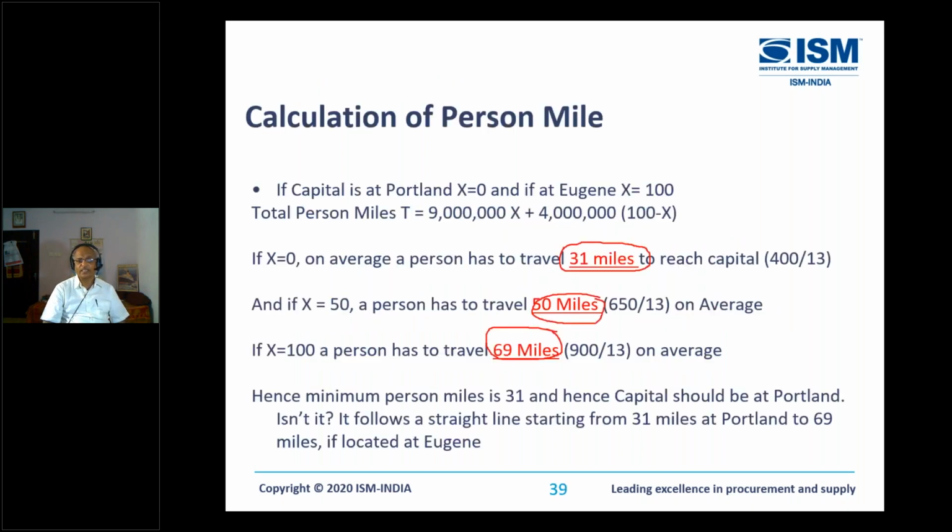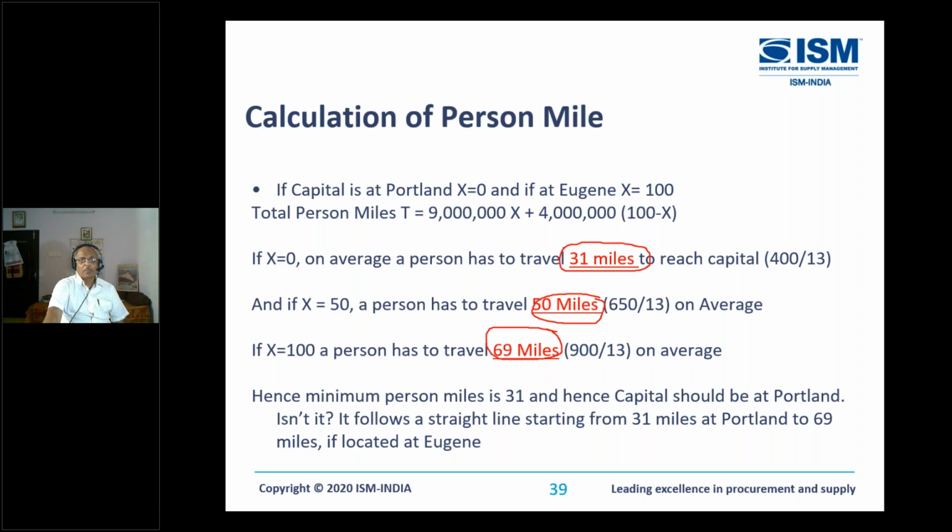Suppose I put it at x equal to 0, let it be at Portland. Then total person miles is 9 million into x plus 4 million into 100 minus x. If you calculate and divide it by the total population, that is 13 million, 9 plus 4, I'll get on average 31 miles. If x is 50, then it moves up to 50 miles. If x is 100, it moves to 69 miles. Hence, the minimum person mile is 31, so should the capital not be located at Portland? Because I get the maximum advantage out of this, and people will have to travel less on average.